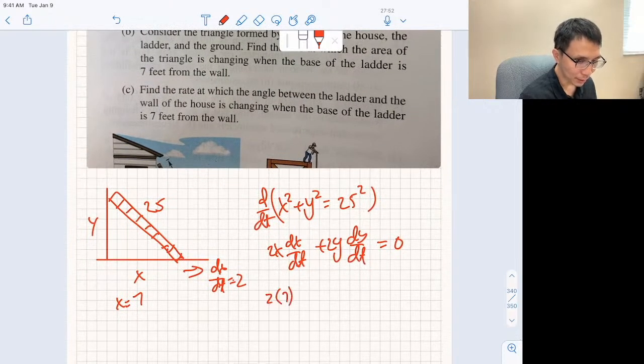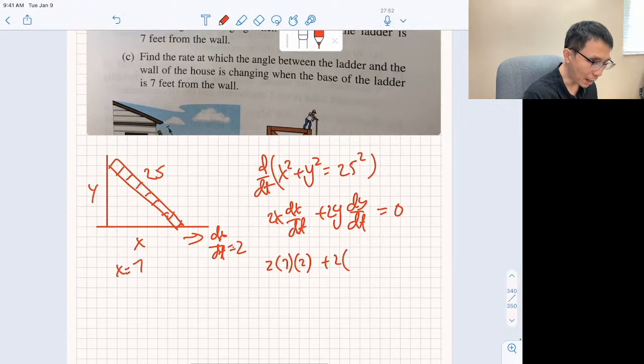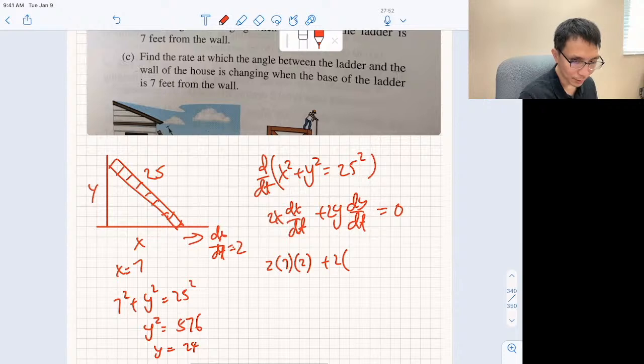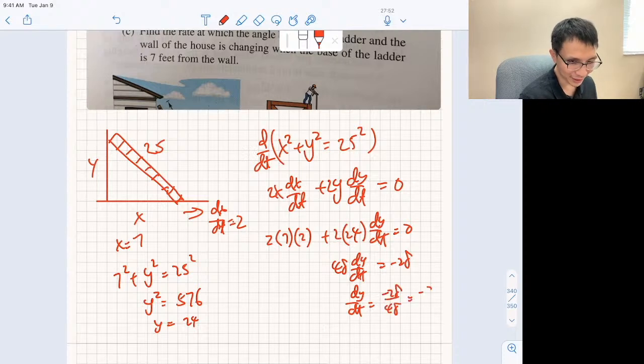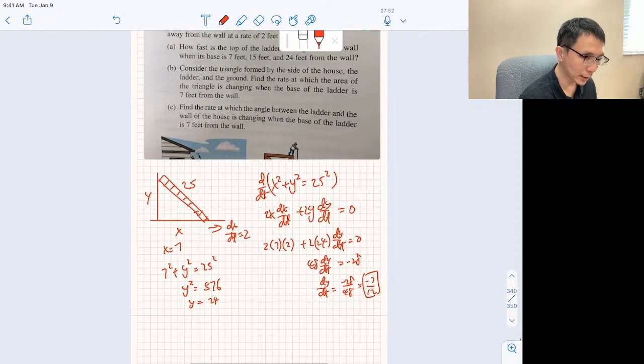So 2 times 7 times dx/dt, which is 2, plus 2y, which we can evaluate by using the Pythagorean identity. Then y squared equals 576, y is equal to plus or minus 24. So this one is 24, and dy/dt is going to be right here. If you solve for it, you get 48 dy/dt is equal to negative 28. If you move 28 to the other side, dy/dt is equal to negative 28 over 48, which is equal to negative 7 over 12. And that's where we find dy/dt from yesterday.